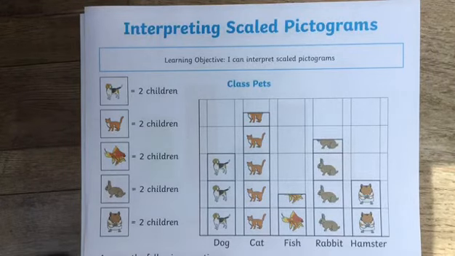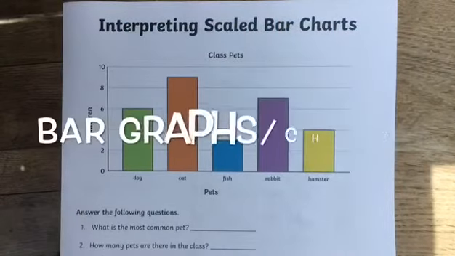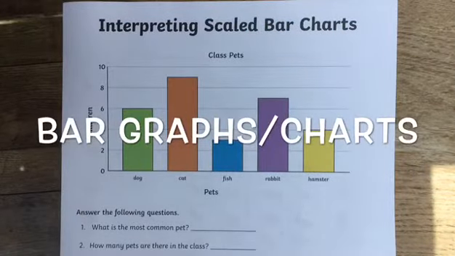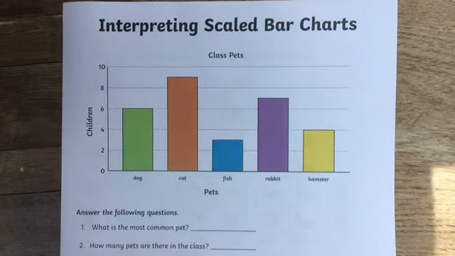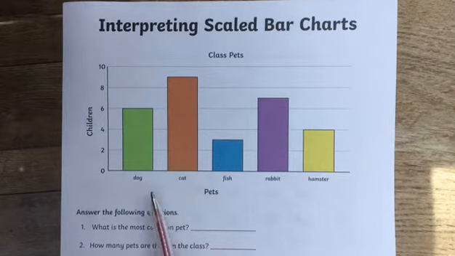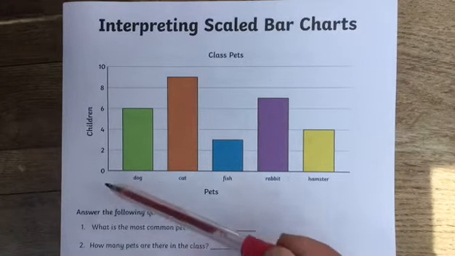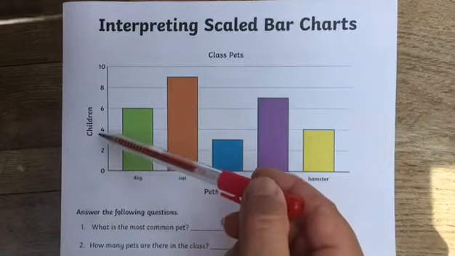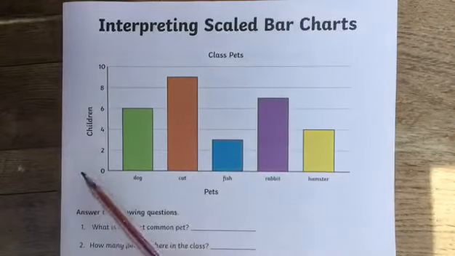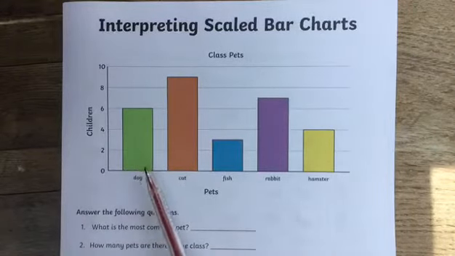Okay, nice and easy. Let's move on now to the bar graphs. Okay, here we have the same information. So it's the same set of data, but we've represented it differently. This time, it's been represented as a bar chart. You can still see the same labels. We've got pets along the bottom, dog, cat, fish, rabbit, and hamster. And then going up the scale here, telling us how many children say that they have these animals as pets.